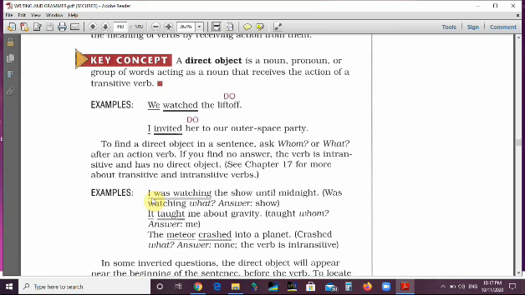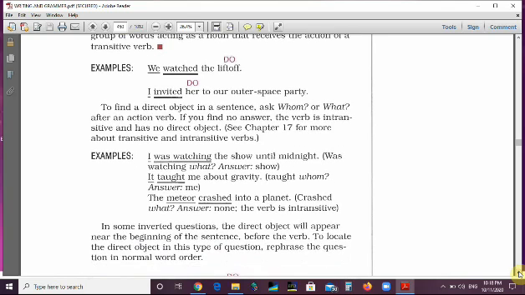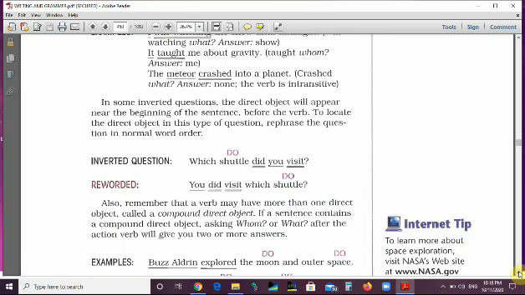Look at these examples. I was watching the show. I was watching what? The show. So the word show is the direct object. It taught me about gravity. It taught whom? Taught me. So me is the direct object. The meteor crashed into a planet. Crashed what? We don't have an object. I have a preposition. So the word planet is the object of a preposition, sorry. And here we don't have a direct object. There are no direct objects here, because the verb is intransitive.